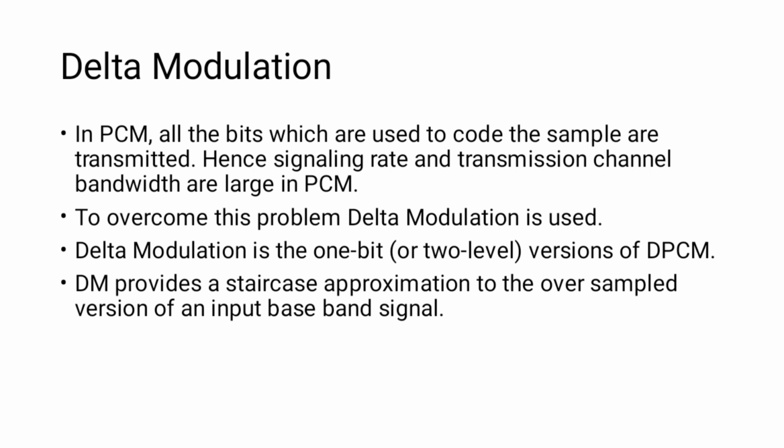So why are we going for delta modulation? In pulse code modulation, whatever data we are sampling and encoding, we transmit all those data together, so that the signaling rate as well as bandwidth increases. To overcome that, delta modulation uses only one bit and two levels. So that's why we are going for delta modulation.